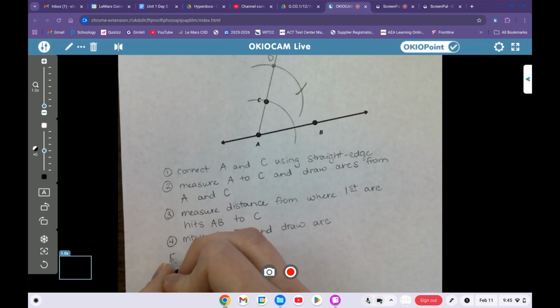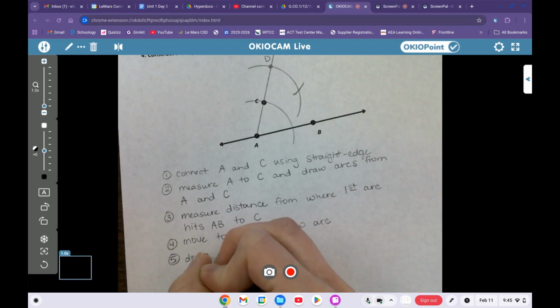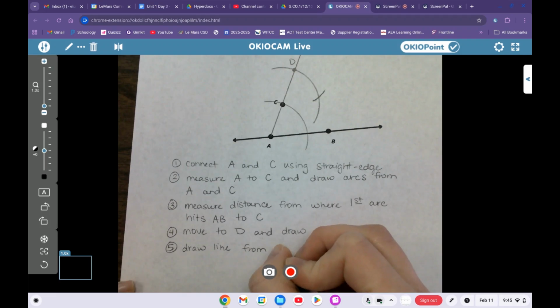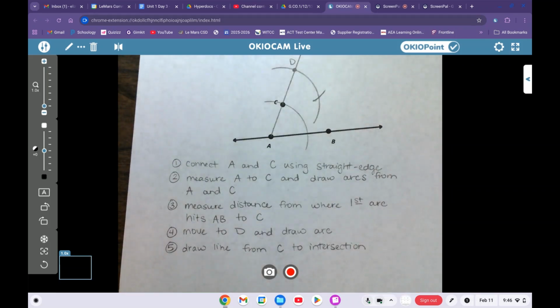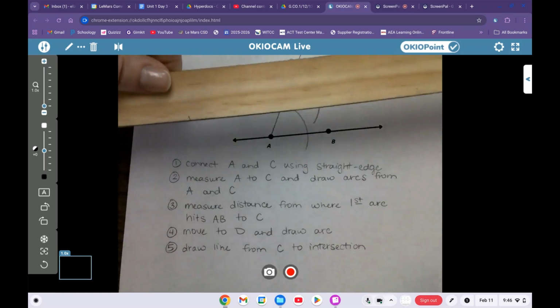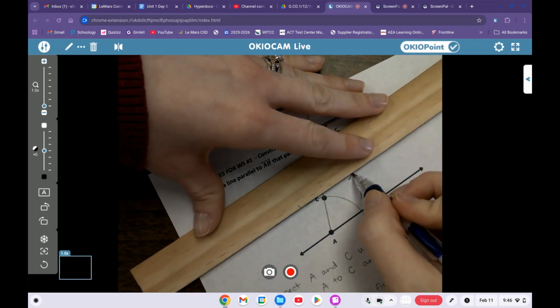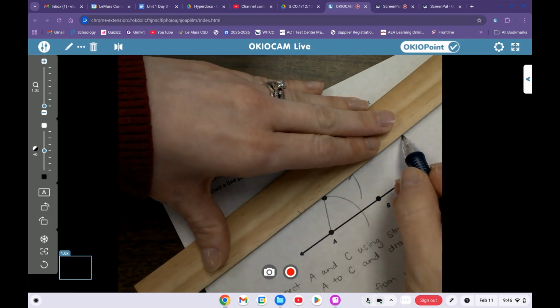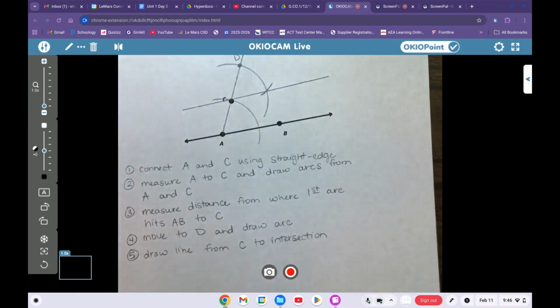Okay, we've got one last step to do, and that is to connect or draw a line from C to that intersection that we just created. So using your straight edge, we're just going to connect C to that little X that we created there. And we're going to draw our line. It should look like it's parallel to this one.